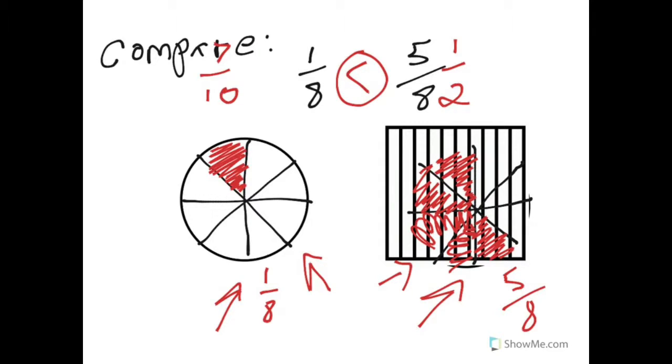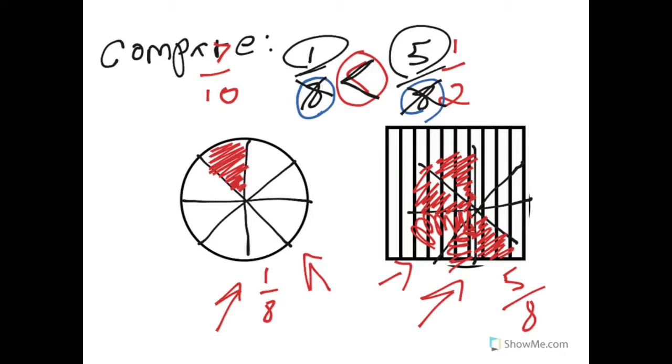Now, you can also look at this another way. When the denominator is the same, that's called like fractions. If that's the case, you can ignore the denominator and just look at the numerator. Which is greater, 1 or 5? Well, 5 is greater. So 5 is greater than 1, or 1 is less than 5.